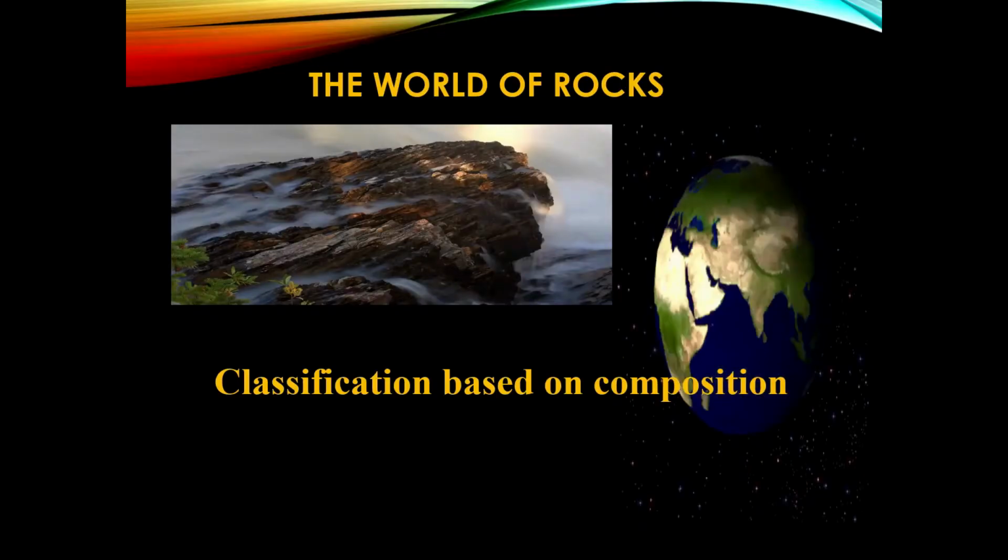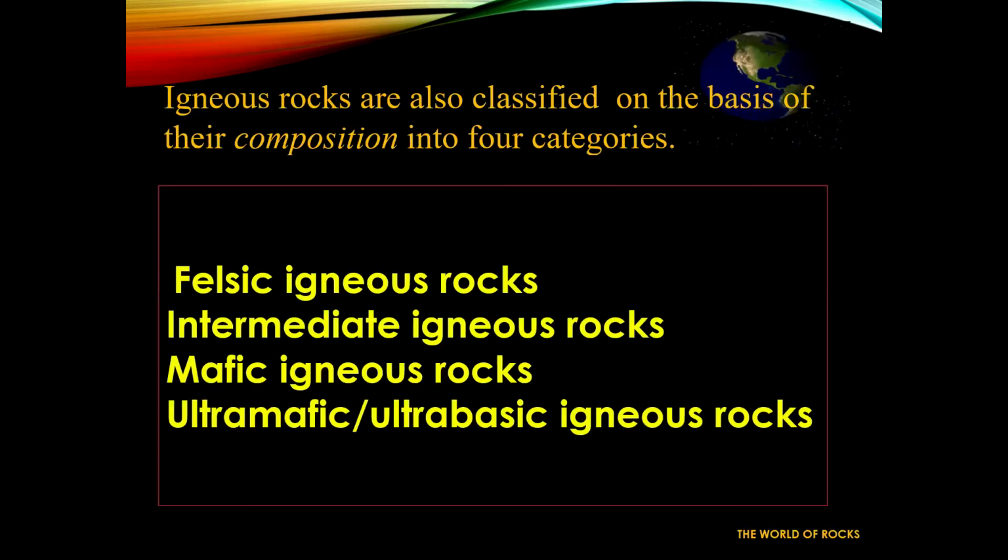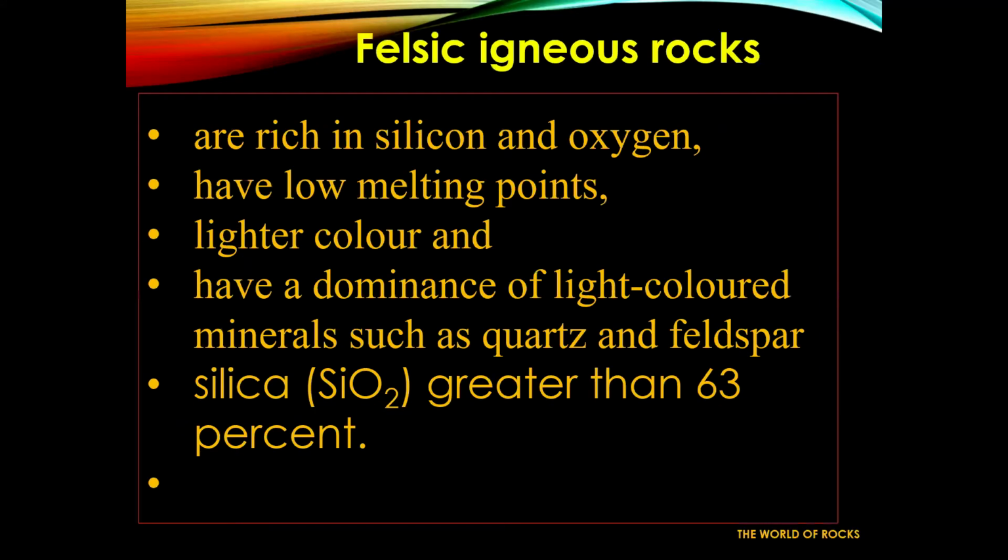Another type of classification of igneous rocks is based on composition. They are classified into four categories: felsic igneous rocks, intermediate igneous rocks, mafic igneous rocks, and the last one, ultramafic or ultrabasic igneous rocks. So, based on composition, the igneous rocks are classified into four: felsic, intermediate, mafic, and ultramafic or ultrabasic igneous rocks.